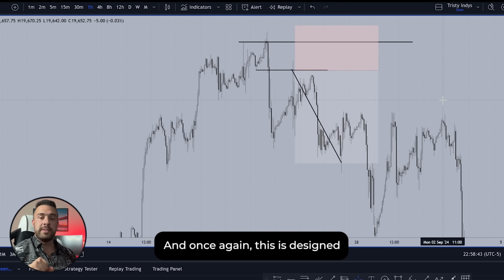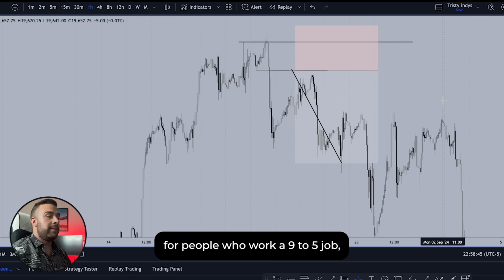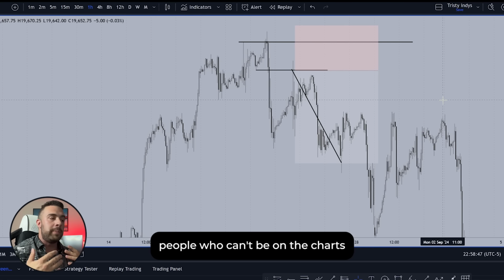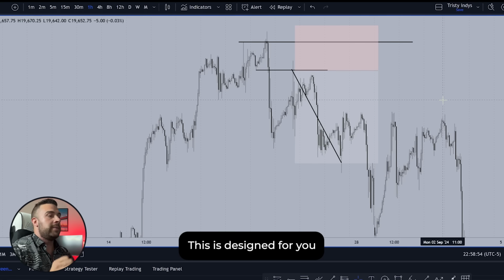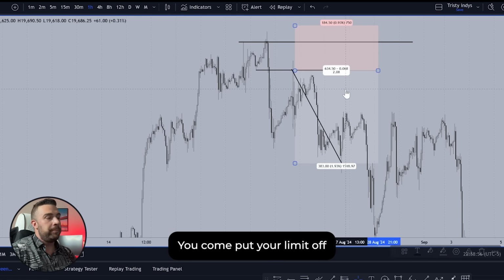And once again, this is designed for people who work a 9-to-5 job, people who can't be on the charts all the time. You don't have time to look in the London kill zone. You don't have time to look in the New York kill zone. This is designed for you. You come, put your limit, off you go.